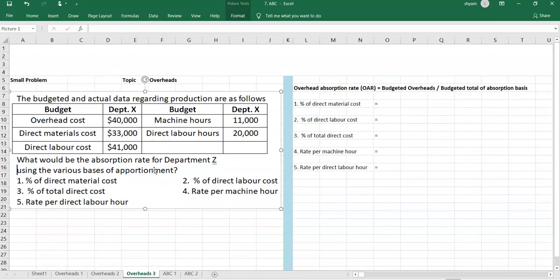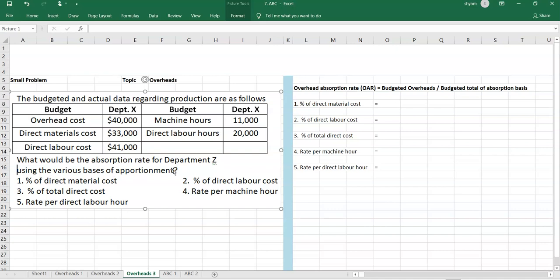So we have different overheads basis. So we'll start from here. If you read the question, the budgeted and actual data regarding production are as follows. Overhead cost is 40,000, direct material cost is 33,000, direct labor cost is 41,000, and machine hours is 11,000, direct labor hours is 20,000. What would be the absorption rate for department Z using the various bases of apportionment?